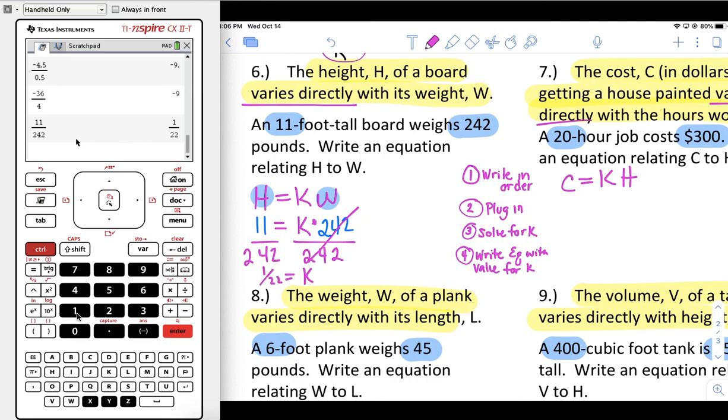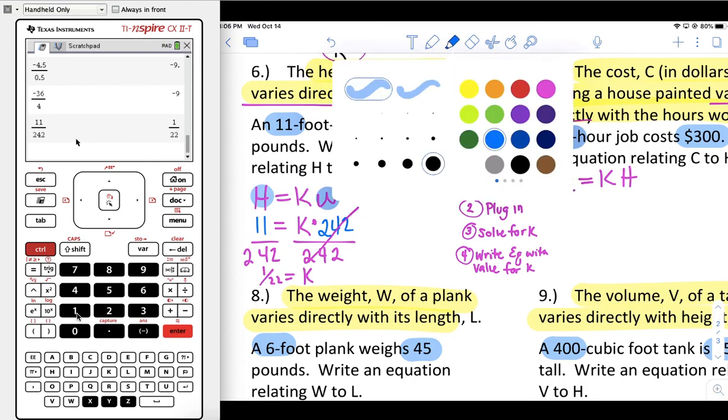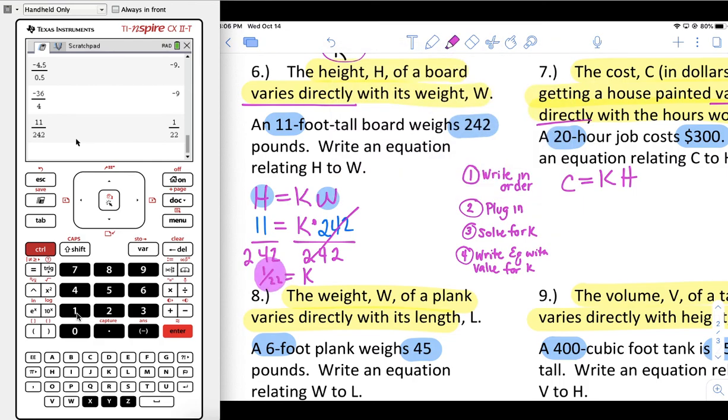All right, so let me show you one more time. I'm going to use the pink highlighter. We are going to take our k and plug it into our original equation, going back to the other letters. So that should look like this. We go right back to h equals.